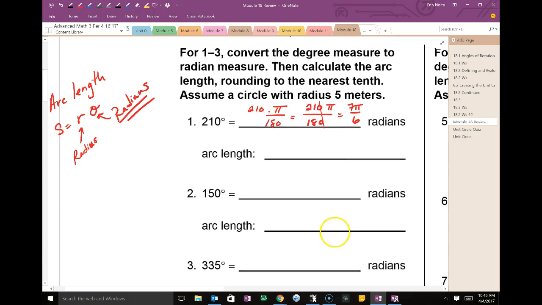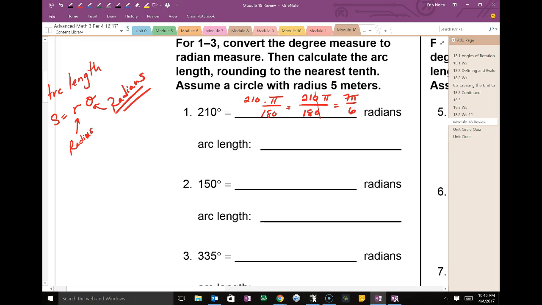So, if we're going to find the arc length for question number 1, what do we do? What's the radius for this scenario? Do you see it up here? So the radius is 5, so our S will be 5 times what? 7 pi over 6, the radian angle. And you all have fancy calculators sitting there on your desk. Let's see if you can use it. Make sure you know how to type this in correctly, so you don't screw it up on the test.